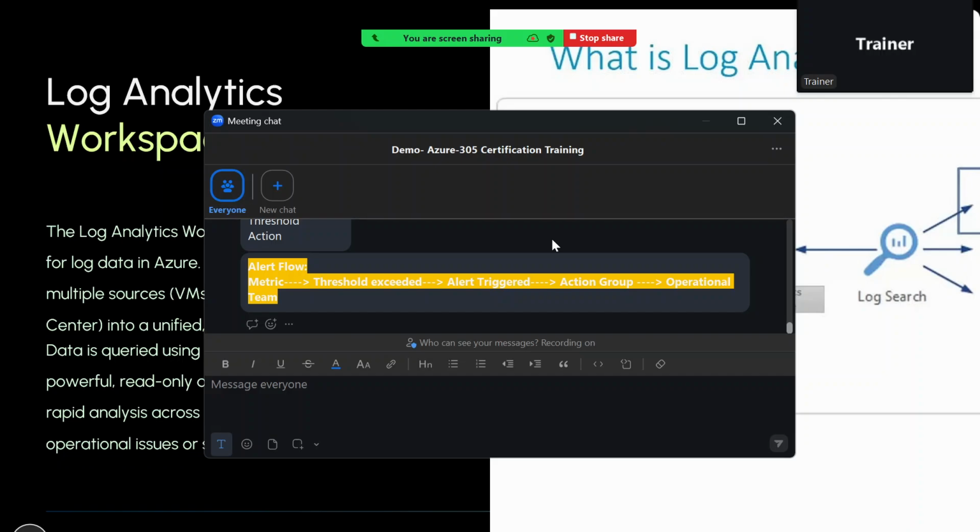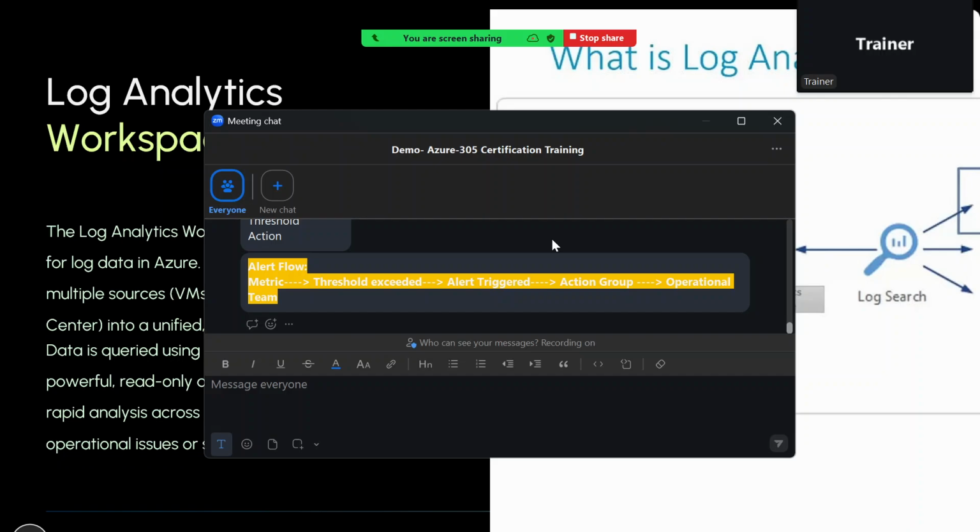So why do we need it? Organizations generate millions of log entries and need centralized log storage. The Log Analytics architecture starts from the Azure resource, then goes to Azure Monitor, then goes to the Log Analytics Workspace, in which the data is stored. For example, VM logs, AKS logs, firewall logs, SQL logs, activity logs, and security logs.